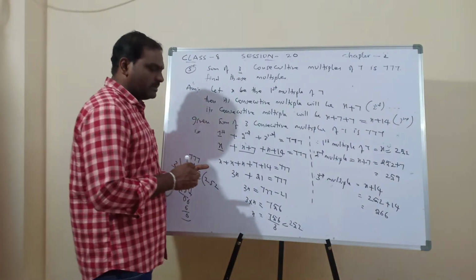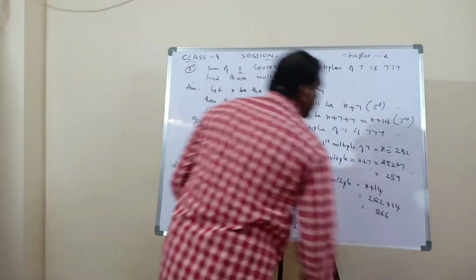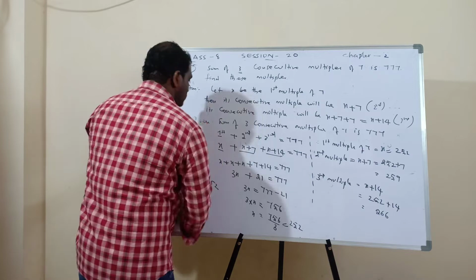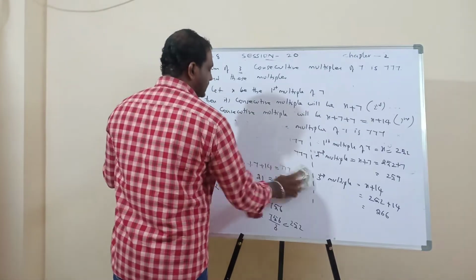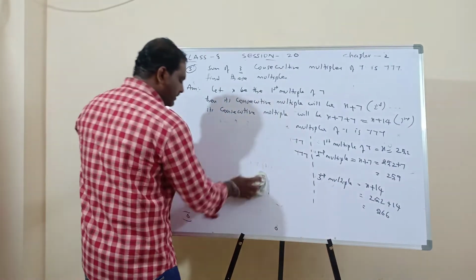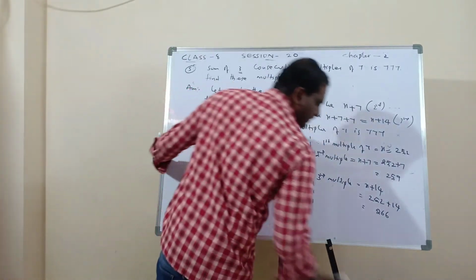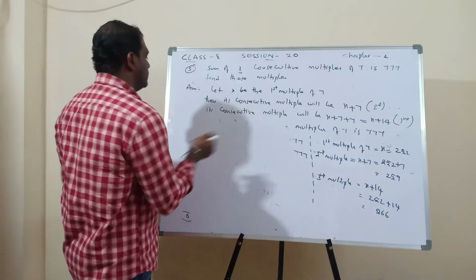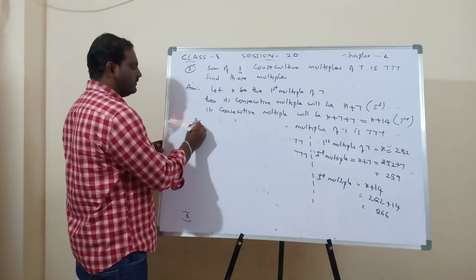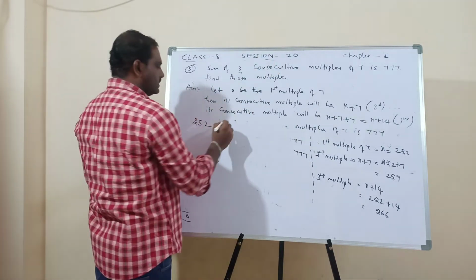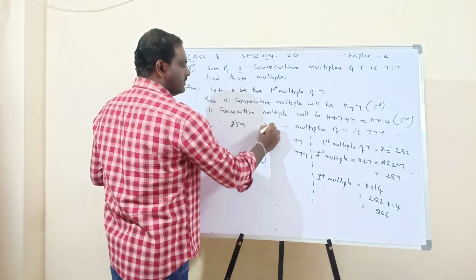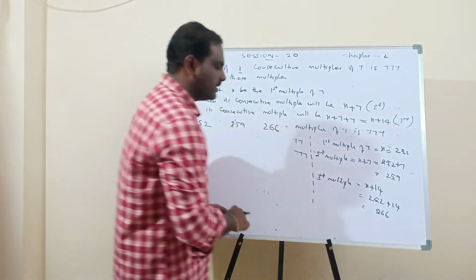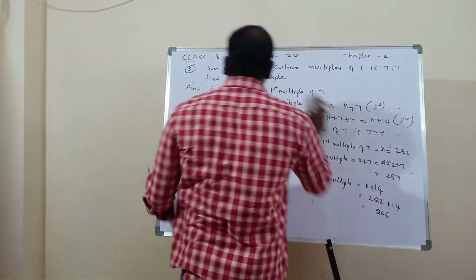So therefore, the three numbers are 252, 259 and 266. So what we have to do lastly is check it. First is 252, second one 259, and third one 266. You must write this one also: Checking, must and should you have to write.